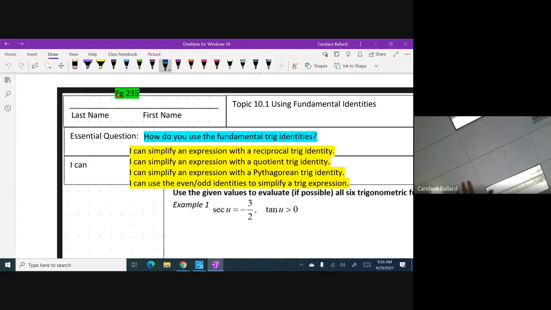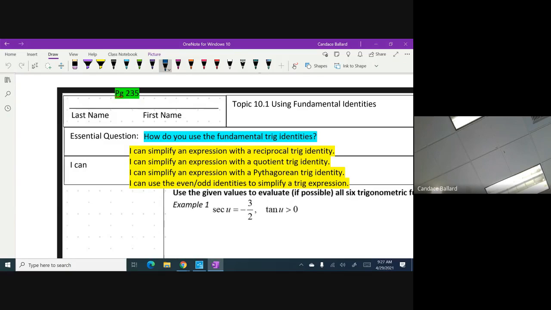Okay, so you guys already know the reciprocal ones. It's just using them in a different context. You guys know the quotient ones: sine over cosine equals tangent, cosine over sine equals cotangent. We've been using those already. We're going to learn Pythagoreans today, and then we will probably save the even and odd ones for tomorrow and the next day. It will probably take us up through Monday to finish this one.